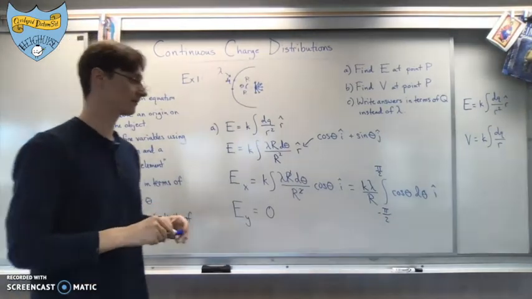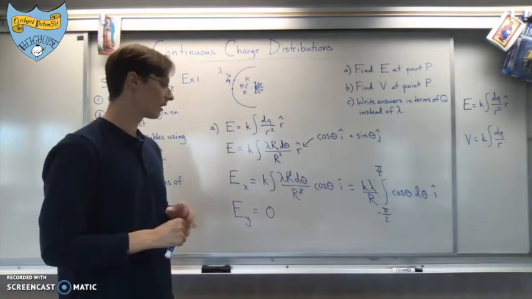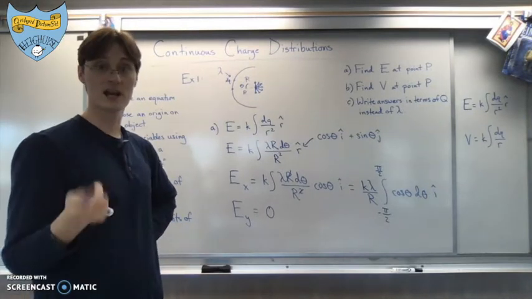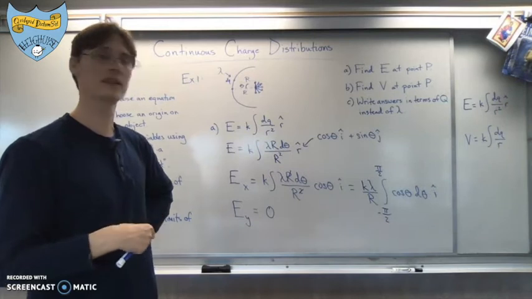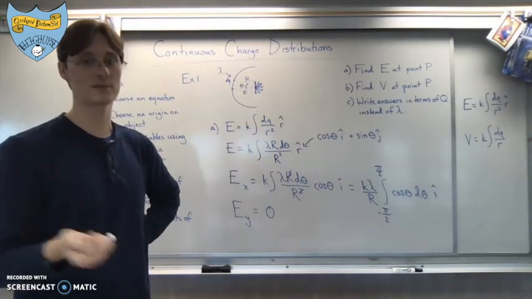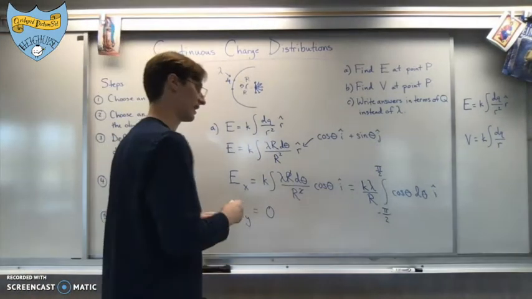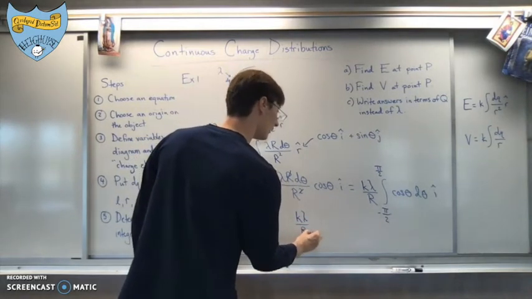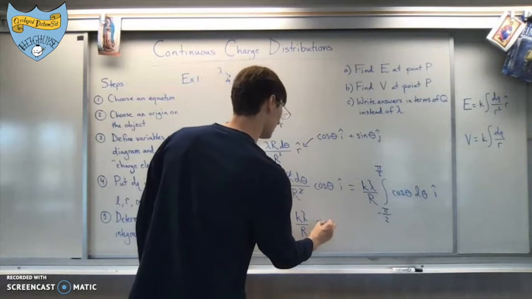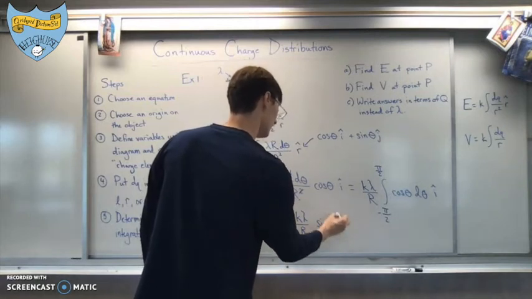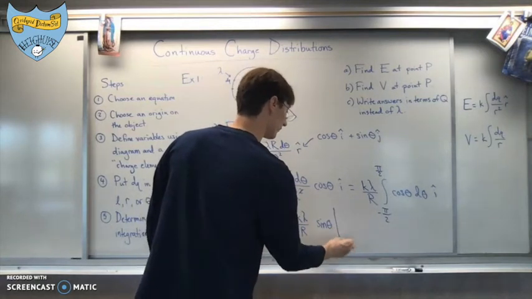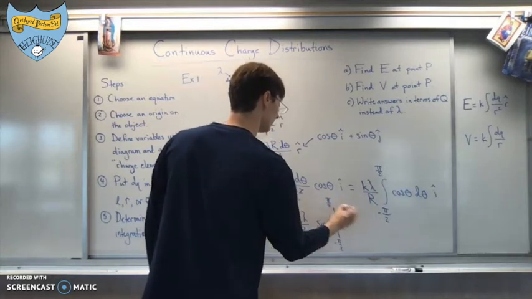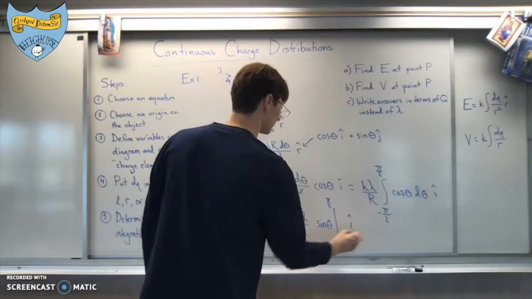Okay, and now we can integrate that. The integral of cosine is sine. That's something that is provided to you on the AP, but probably just good to know off the top of your head. So therefore we have k lambda r sine theta evaluated from negative pi over 2 to pi over 2 I hat.